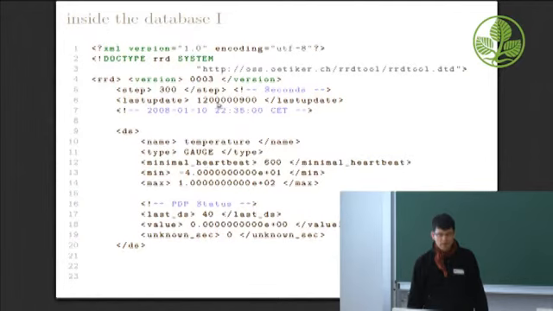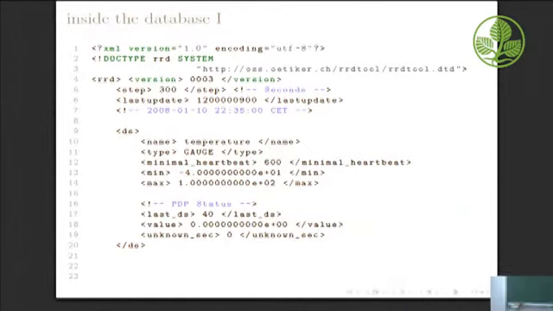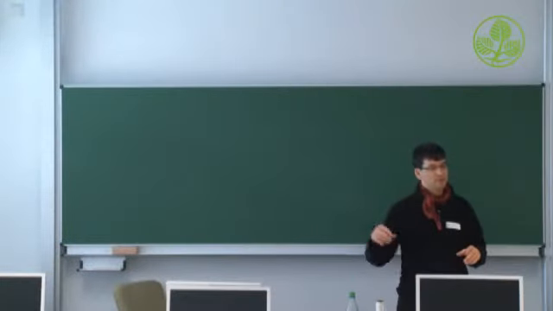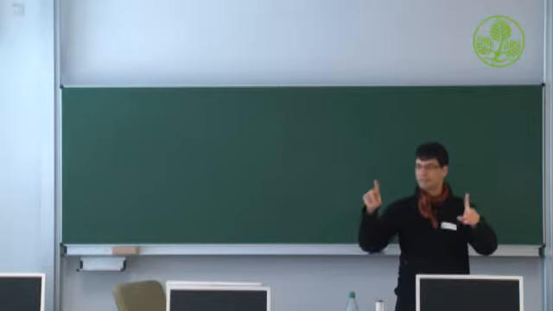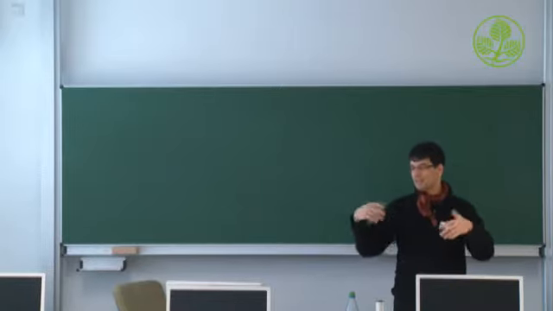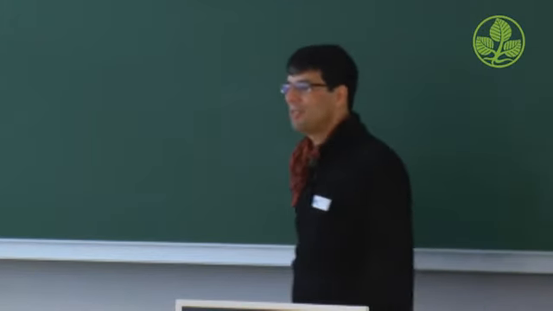There's also something called last update. Whenever you update the RRD database, RRDtool will store the point in time when you updated the database, so that when you update it next time, it can use that information to calculate the time difference between the two updates, and if it's counters, use that to calculate the rate between those two updates.